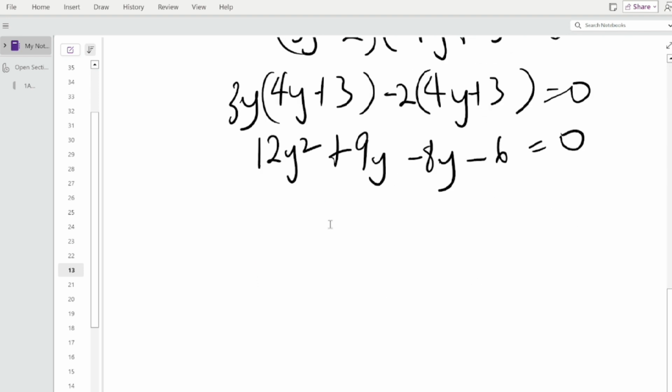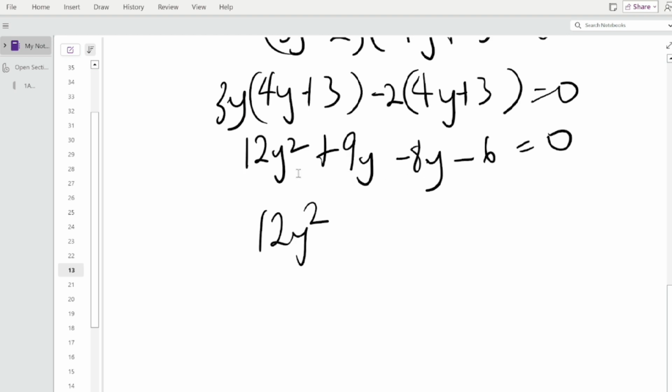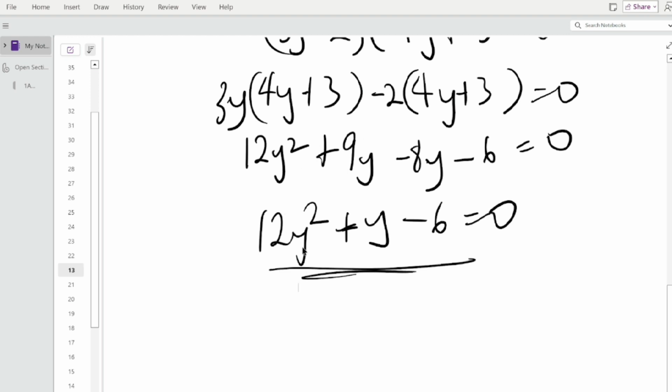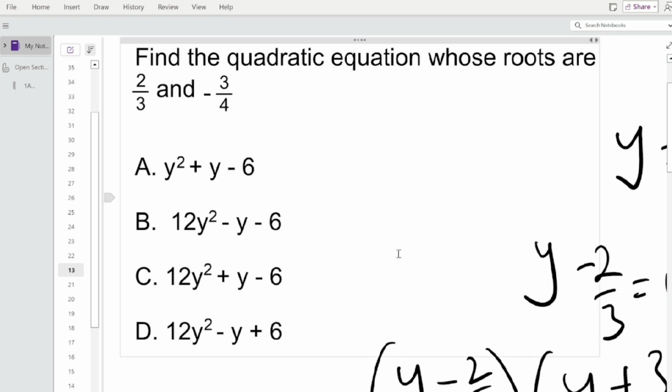On the next line we have 12y squared, then plus 9y minus 8y, because they are like terms. Although this is y with a squared, it's not like terms with this 9y and 8y, so you solve them like 9 minus 8, that's plus 9y minus 8y, 9 minus 8 will give us plus 1y or y. Then you drag down your minus 6 equals 0. So our final answer is 12y squared plus y minus 6. Our final answer is C.